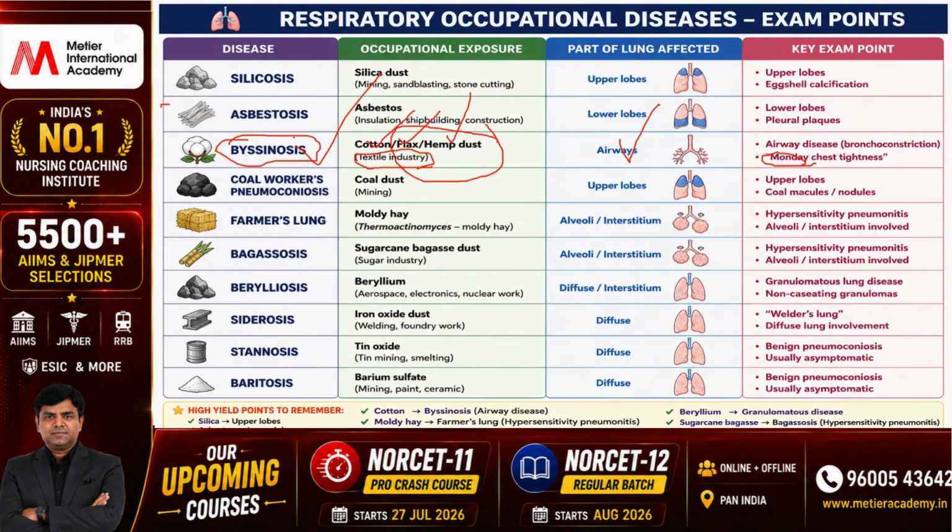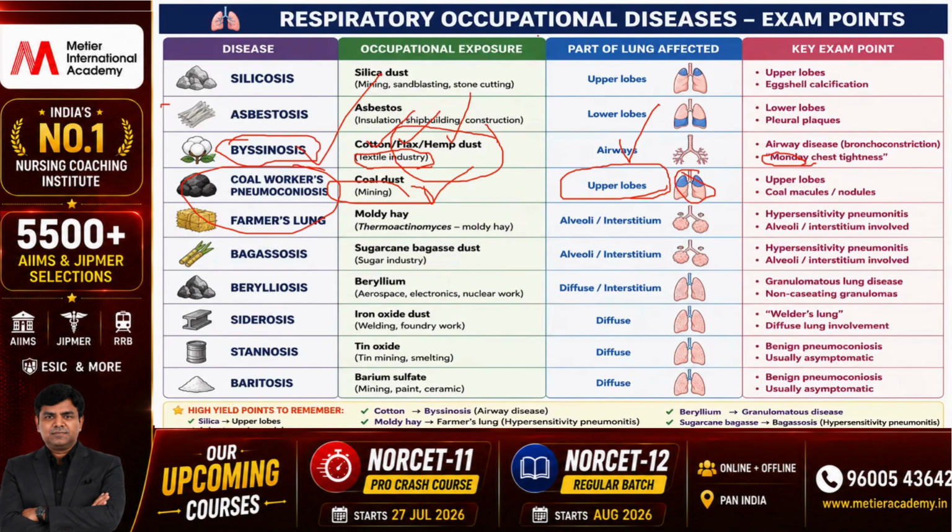And the next one is coal worker pneumoconiosis. Those who are working in mining will be exposed to coal dust. Okay, so in this, the upper lobe is going to get affected. See, if the person is working in coal mining, the coal dust exposure will be very common. In that situation, the upper lobe of the lung is going to get affected.